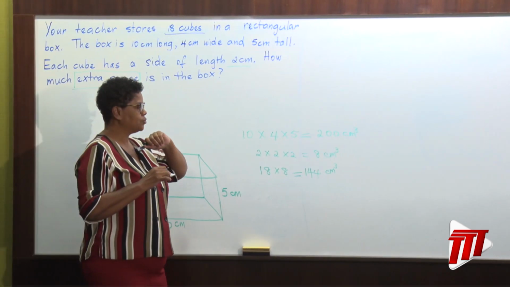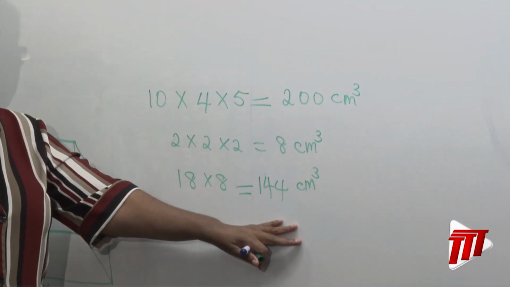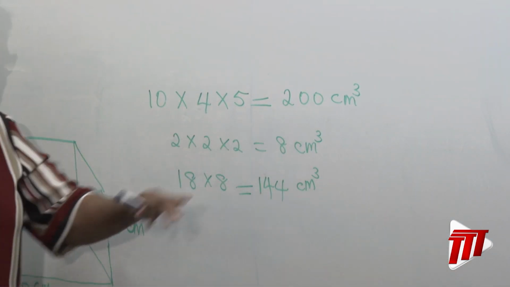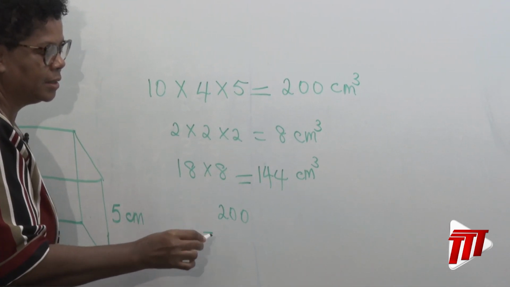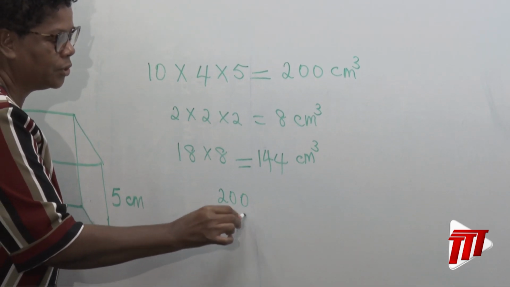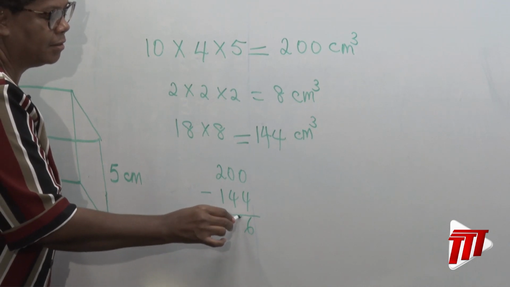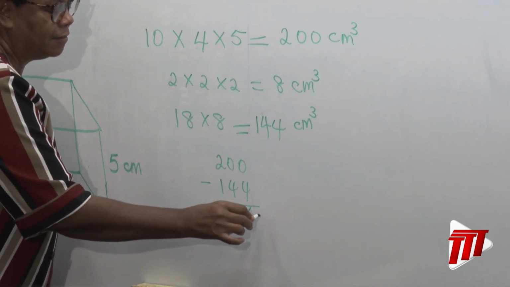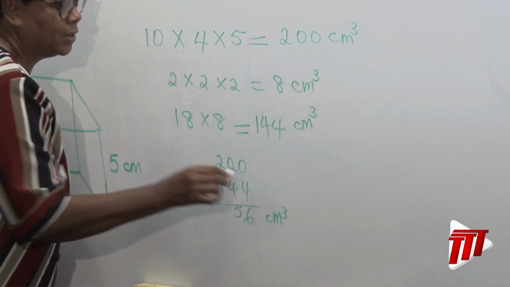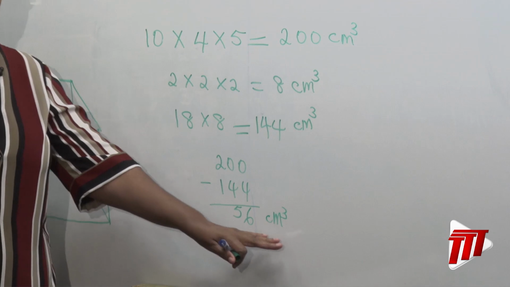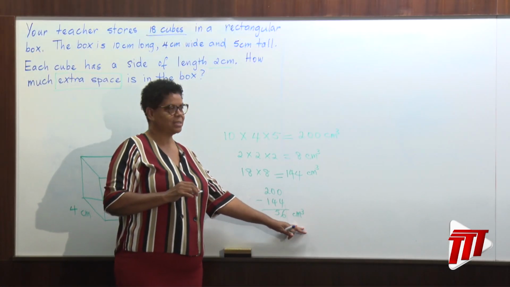How do we find the extra space? By simply subtracting the volume of the cubes from the volume of the box. 200 take away 144, 56 cubic centimeters. That's the volume of the extra space.